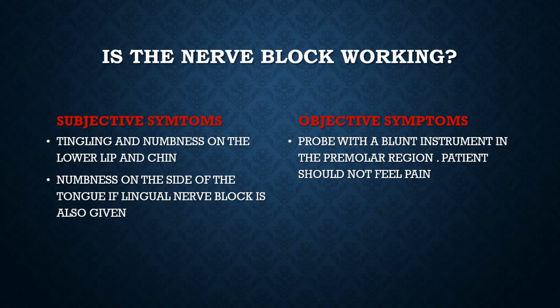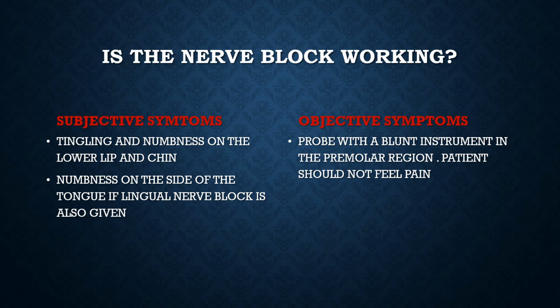So how do you find out if your nerve block is working? There are something called subjective and objective symptoms. In the subjective symptoms, the patient will tell you that they have tingling and numbness of the lower lip and chin, and numbness is also experienced on the lateral border of the tongue on the same side if the lingual nerve block is also given.